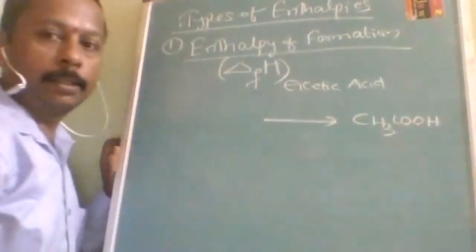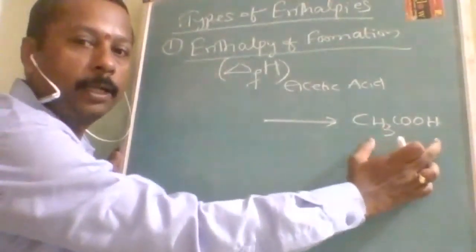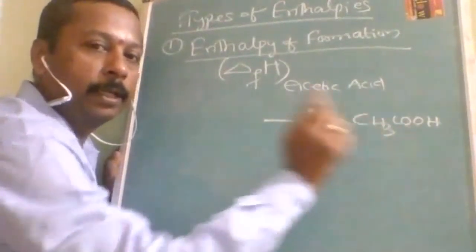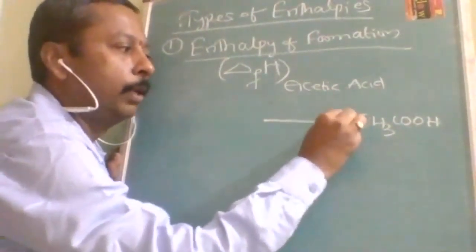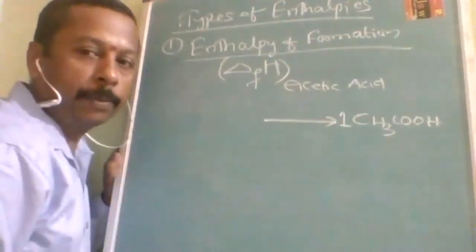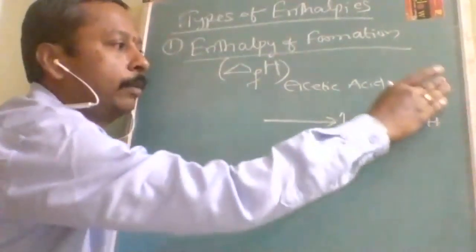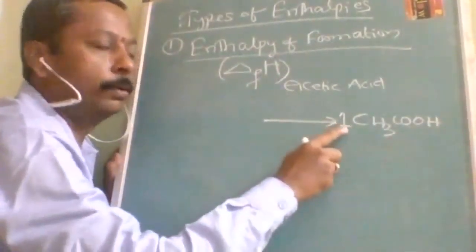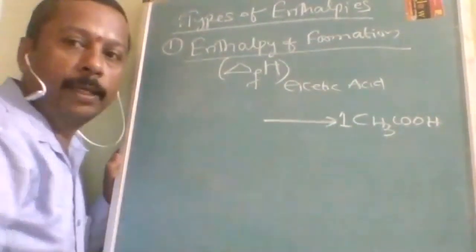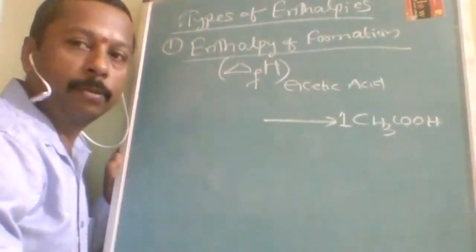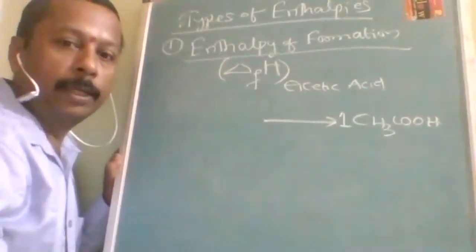Acetic acid is CH3COOH. All the elements should be available on the product side. There are two conditions: there should be only one product, and it should be one mole. There should not be any other product in the formation. And all reactants should be in the elementary state.